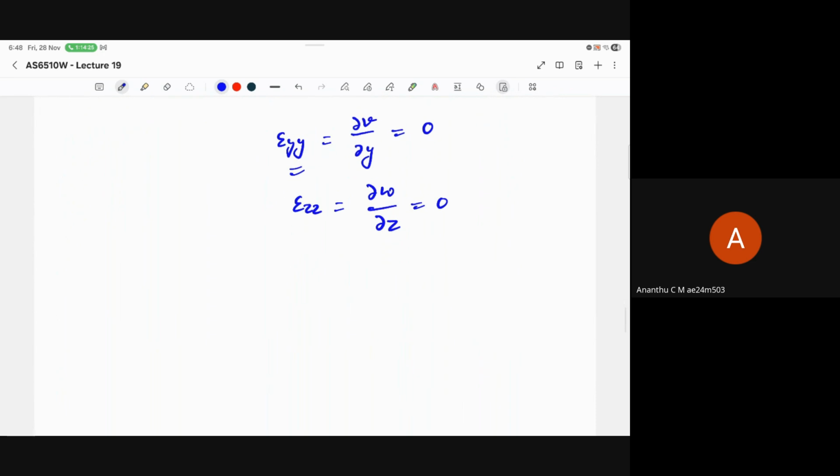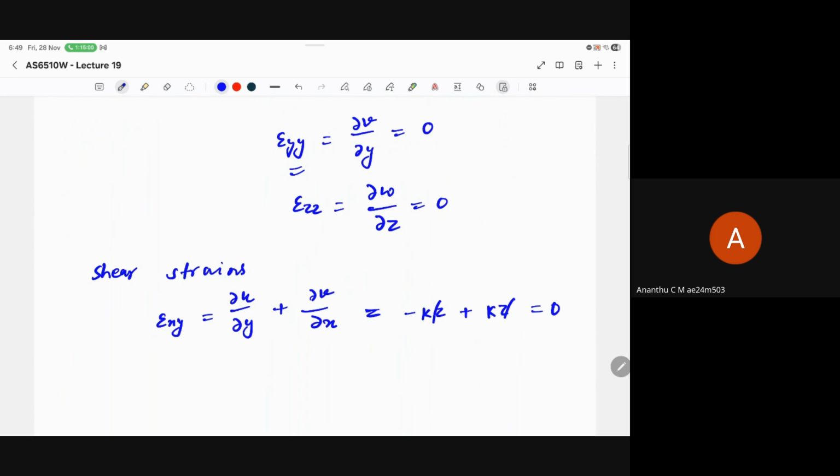Now let us talk about shear strains. So epsilon xy is basically del u upon del y plus del v upon del x. Implementing this, u is a function of y, v is a function of x, and you are going to get minus kz plus kz, and then they are cancelling out. You get 0.